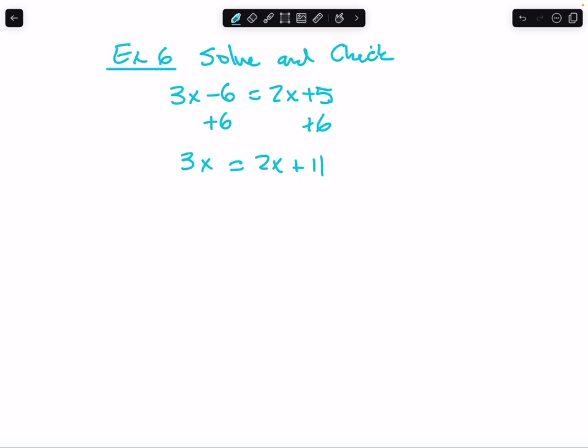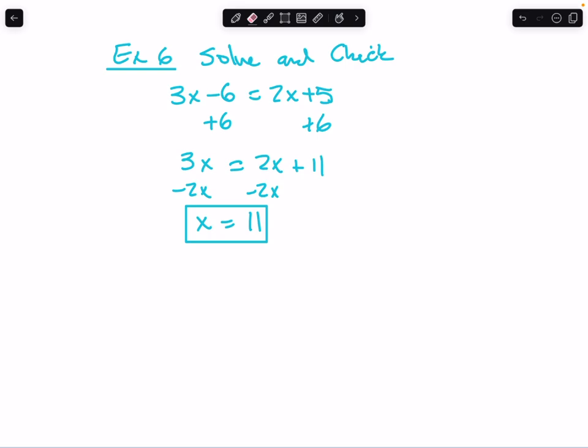Now I have 3x on one side and 2x on the other. If I subtract 2x from both sides, I'll get 3x minus 2x, which is just x. The 2x's on the right-hand side will cancel, and I'm left with 11 as my solution.